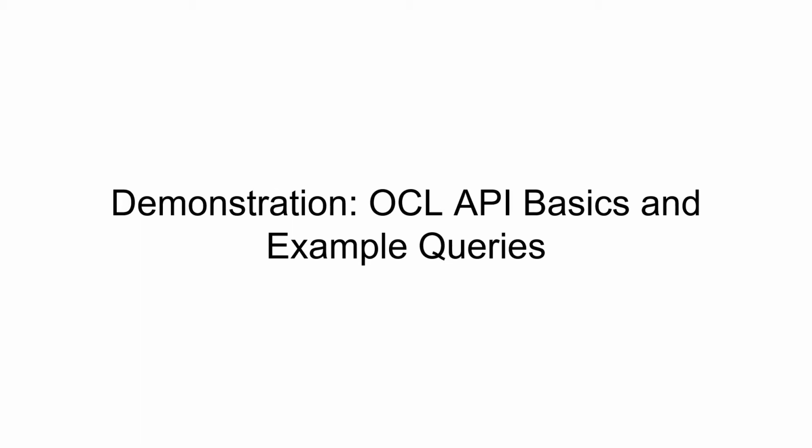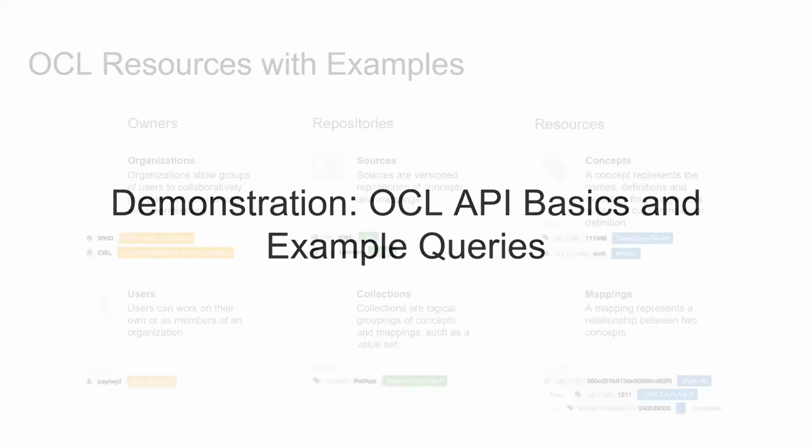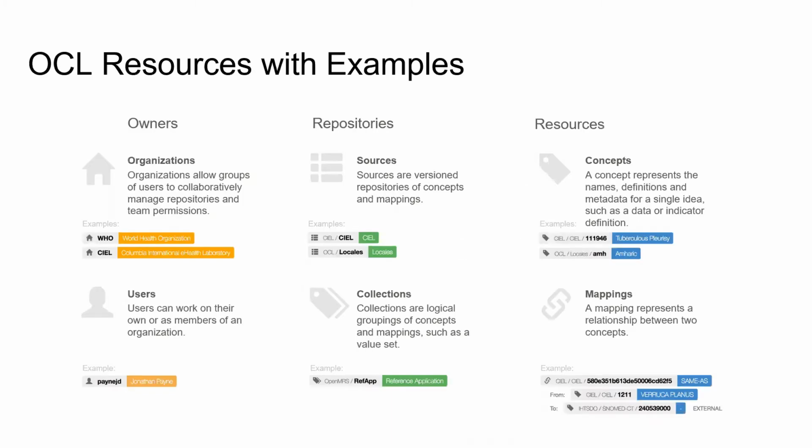Now that we are set up with Postman, let's go through the basics of OCL's API. First, it helps to understand OCL's structure. Much like GitHub, OCL has organizations and users that can own content. Users can belong to organizations to manage content on their behalf. Repositories, including sources and collections, are where resources can be stored.